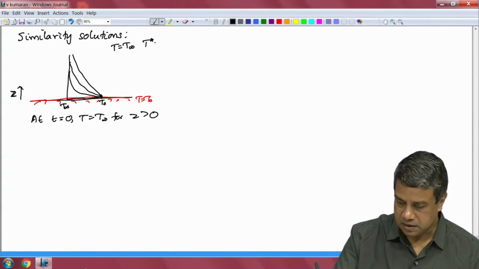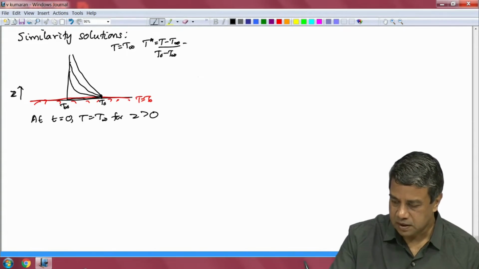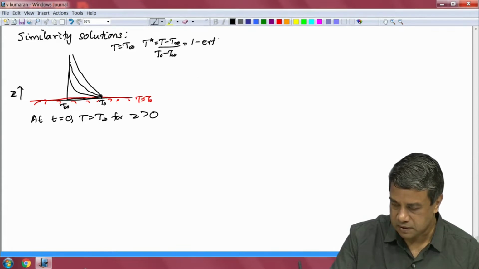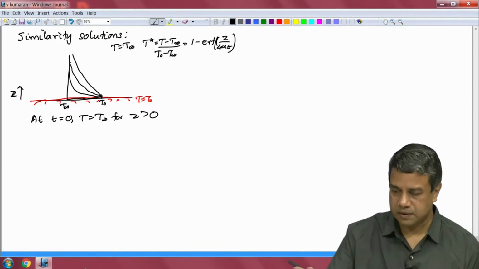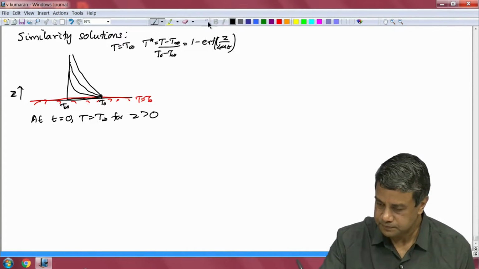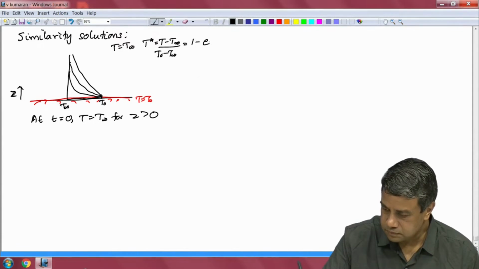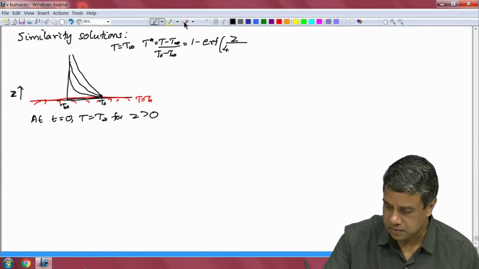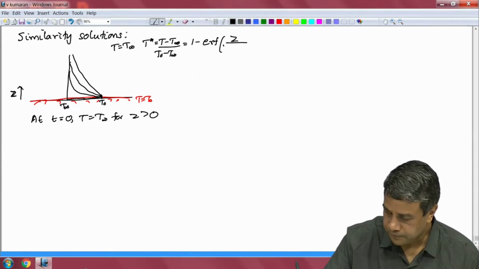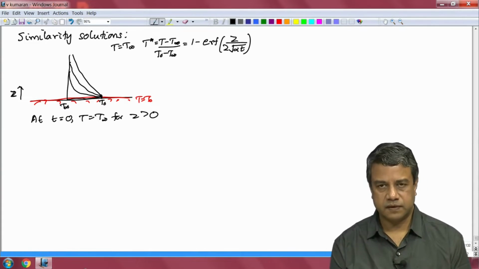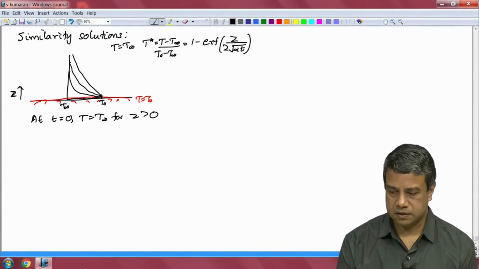We had defined T star is equal to T minus T infinity by T naught minus T infinity. This was equal to 1 minus the error function of z by 2 root alpha t, where alpha is the thermal diffusion coefficient.